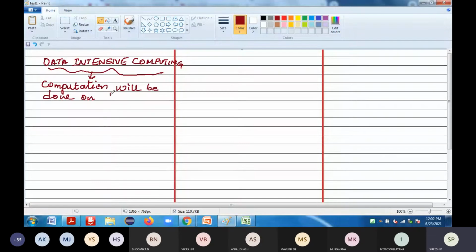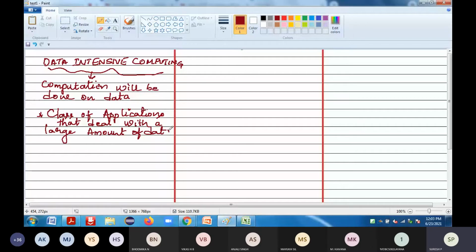So when you are doing the computation with respect to the data, what is it focused on? It is going to mainly focus on a class of applications that deal with a large amount of data. You are going to have n number of applications, and those applications deal with a large amount of data.